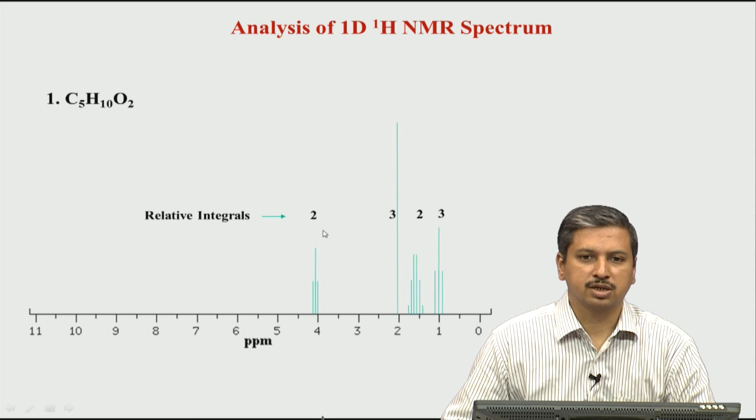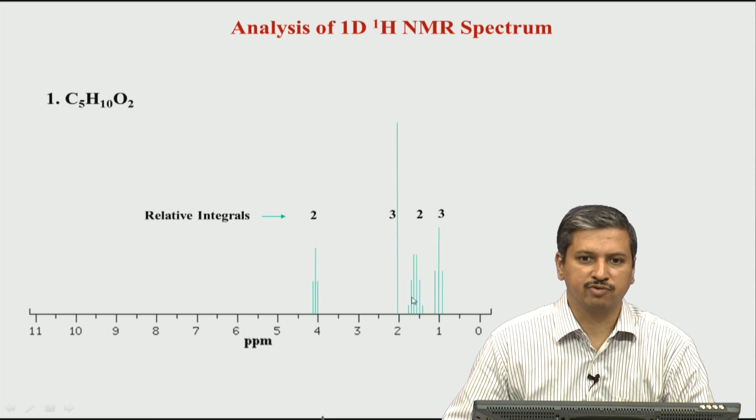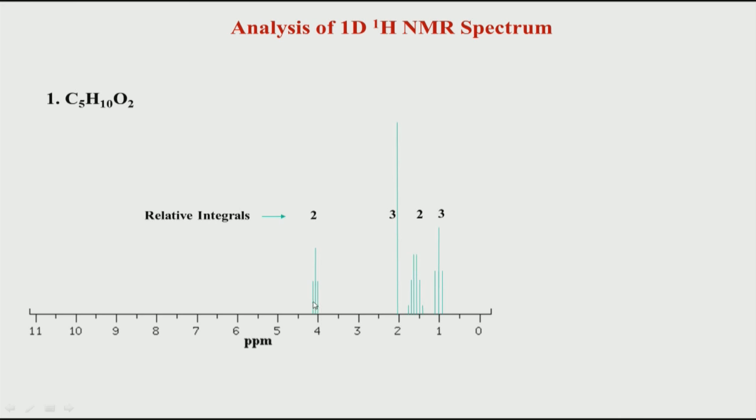As we discussed in the last class, the first thing you have to see is the number of hydrogens. Here there are 4 main peaks. Remember the small peaks are the multiplet from J coupling, and the whole structure together is considered as one peak. So there are 4 peaks in this molecule, which immediately tells us that there are 4 different types of hydrogens which you would expect in this molecule.